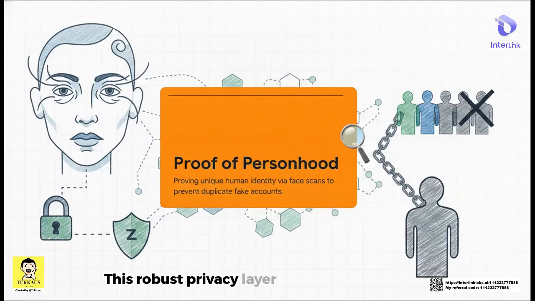This robust privacy layer is what ensures strict Sybil resistance. And in this context, Sybil resistance isn't just some marketing buzzword. It literally solves the multi-wallet exploit that has been plaguing networks for years. One real, verified person equals one strong, secure identity, period.